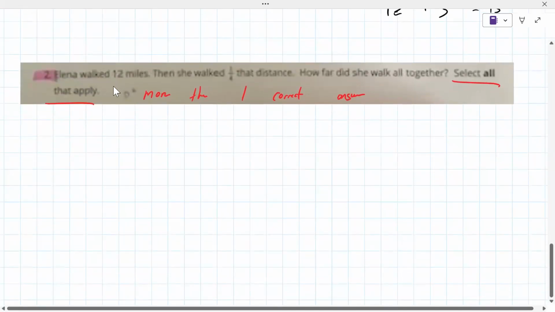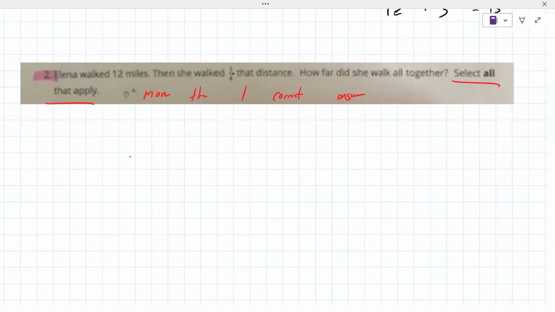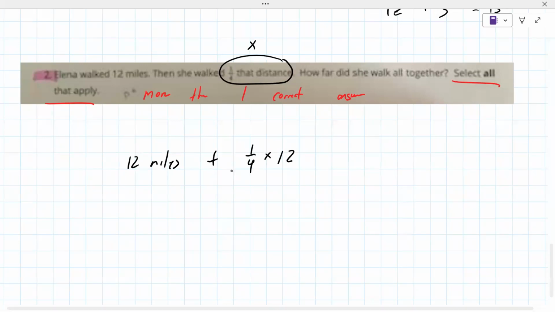Elena walked 12 miles. Then she walked 1/4 that distance. So she went 12 miles plus, well, 1/4 that distance. So this is multiplication, 1/4 times 12. All right. And we did a bunch of these just now where when you simplify this, this is 3, 12 plus 3 is 15. That is the answer.